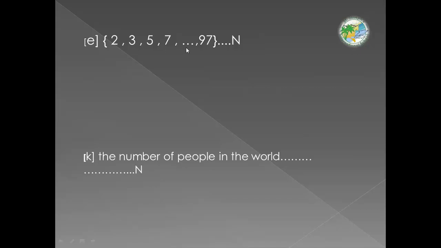{2, 3, 5, 7, 97} and natural number. We ask ourselves before we start to answer: subset, not subset, belong, doesn't belong? Is this a set or an element? Set. Then we choose subset or not subset. The answer is subset. Fine.